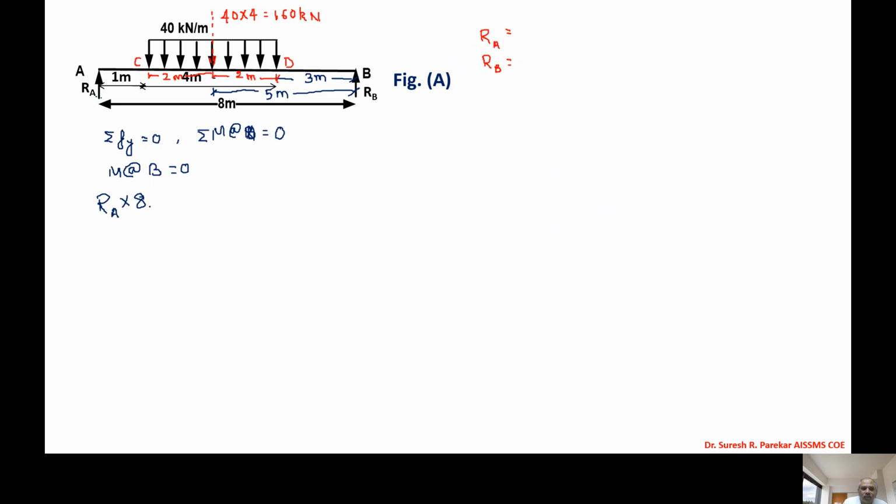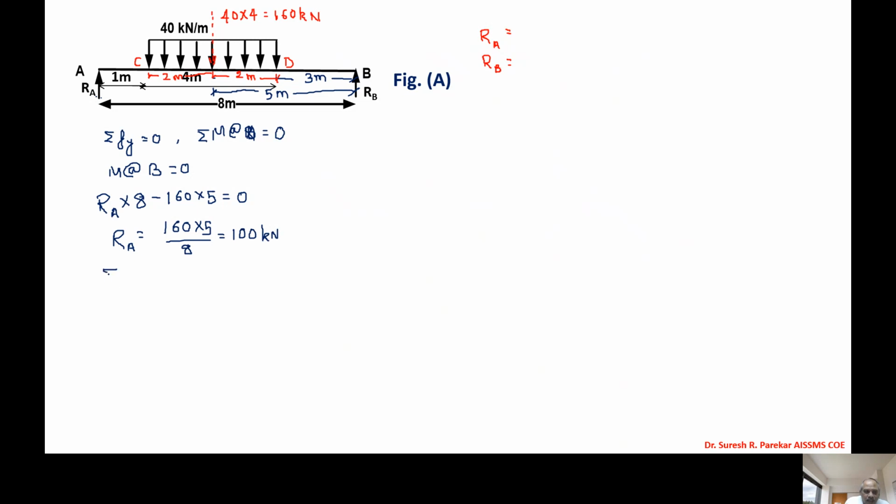Then we have RA into 8, then we have minus 160 into 5, and that is equal to 0. And from this I will get the value of RA, that is equal to 160 into 5 divided by 8. And this gives me, 8 2s are 16 and 8 5s are 40, the value as 100 kilonewtons.